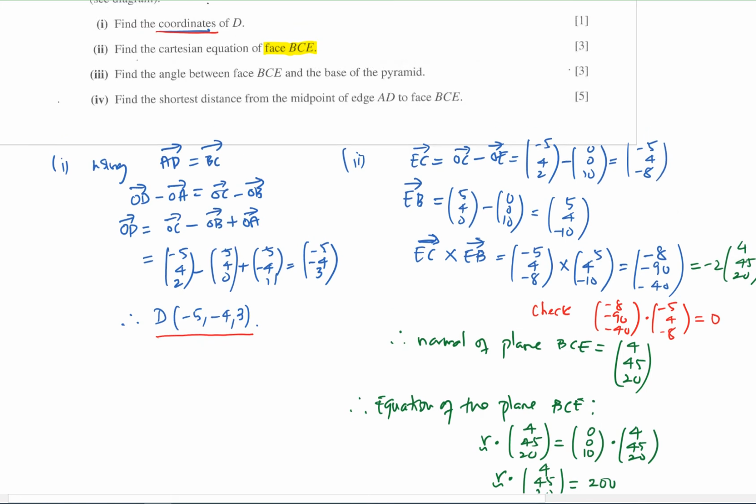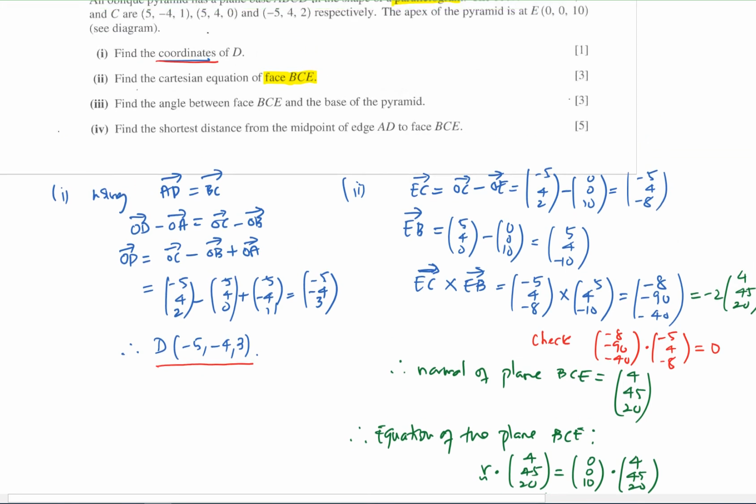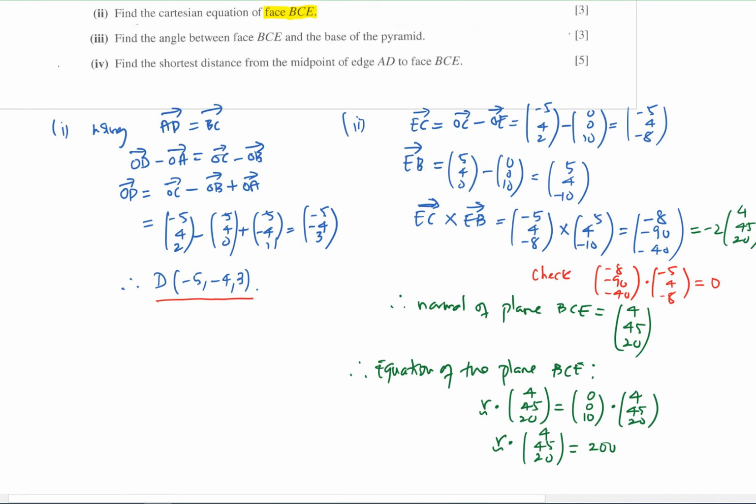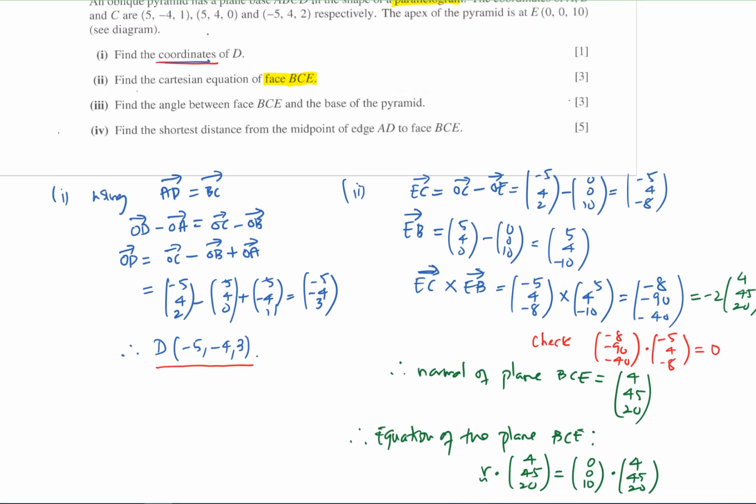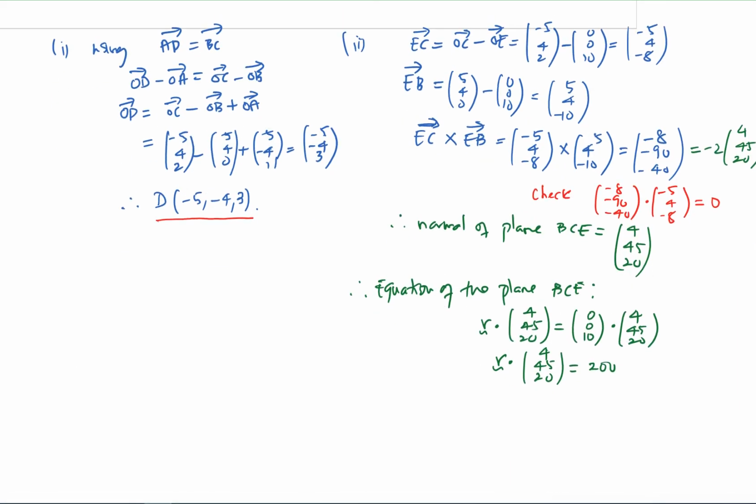Now, the question did not ask for just the equation of a plane. What we obtain here is a scalar product form. It's not the Cartesian form. So look out for things like this. The question asks for a Cartesian form. So the Cartesian equation of the plane will be, you're replacing the r by x, y, z. So it is 4x plus 45y plus 20z equal to 200. This is your final answer.